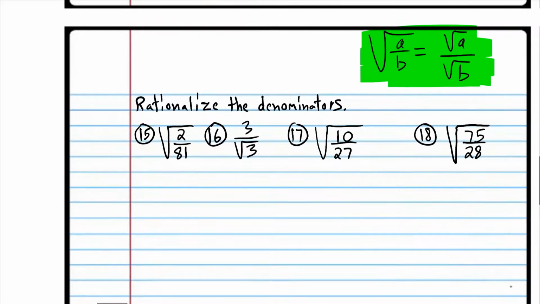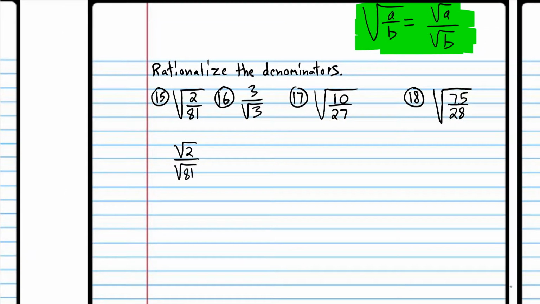So for number 15, we have root 2 over root 81, but that's really easy because what number times itself is equal to 81? Well, that's just 9, and you're done. So that one was easy.